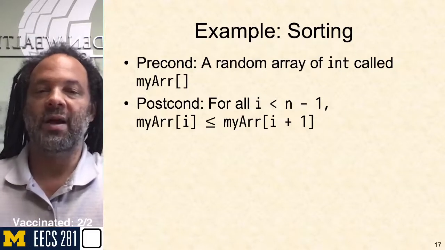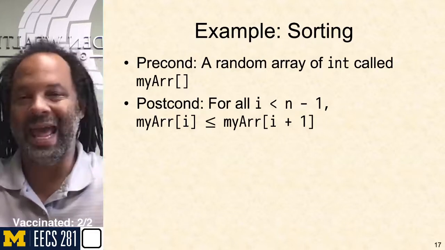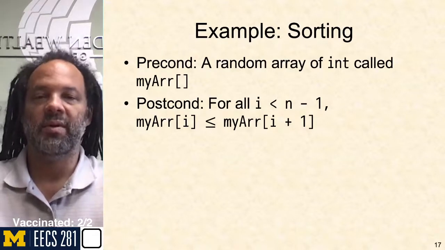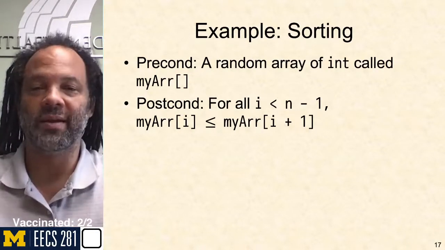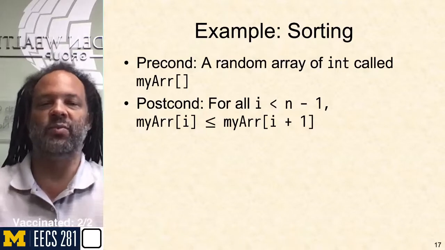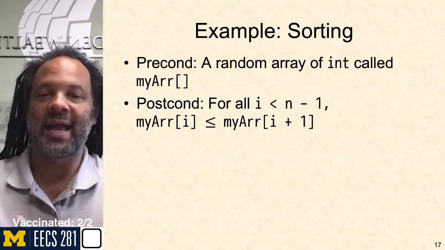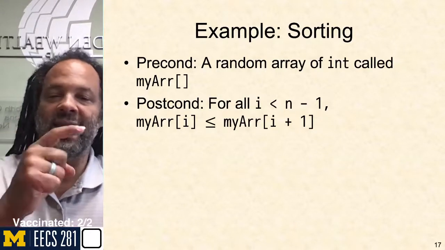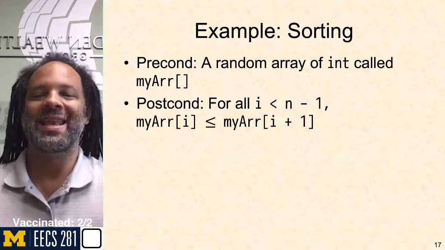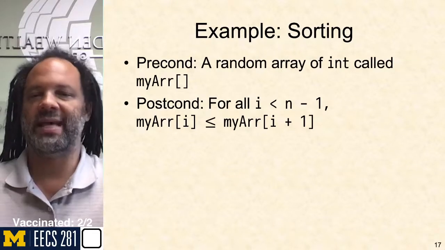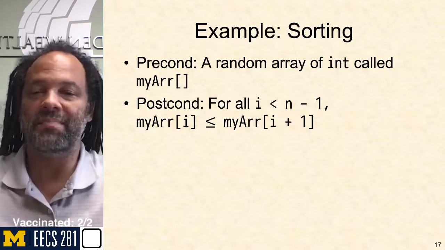All right, let's talk about a new example. Same 2 families, brute force and greedy. But the problem domain has changed from change to sorting. So the precondition, I've got a random array of integers, and we'll call that my array. And then the post condition is for all i less than n-1, I can say that what's in this array at i is less than or equal to what's in the next position. That's how we think of sorting. We can go into this a bit more in detail, but this covers it.